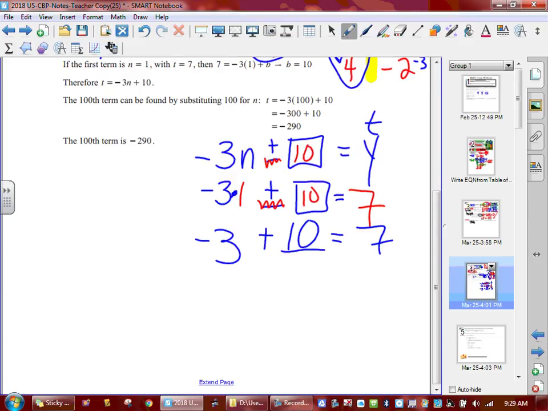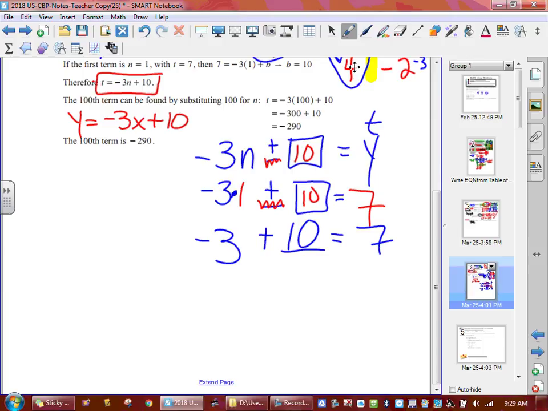Okay, so now the equation becomes y equals -3x plus 10. Okay, so it'd be like x and y versus the t in the end. Okay, so that's how they created the equation.